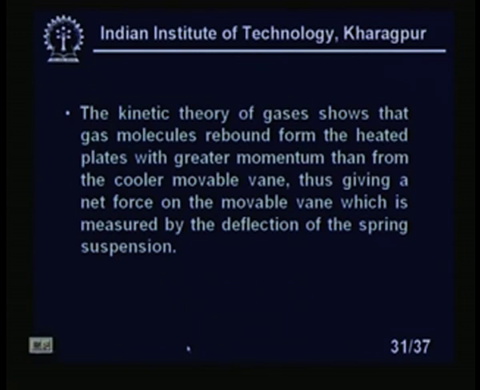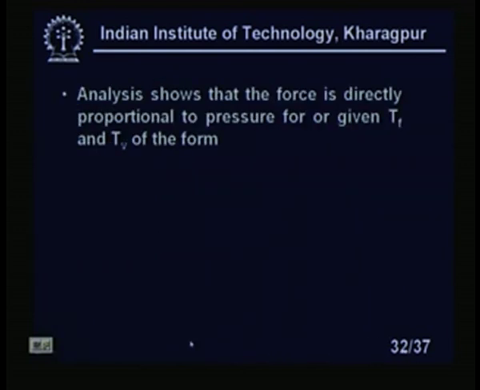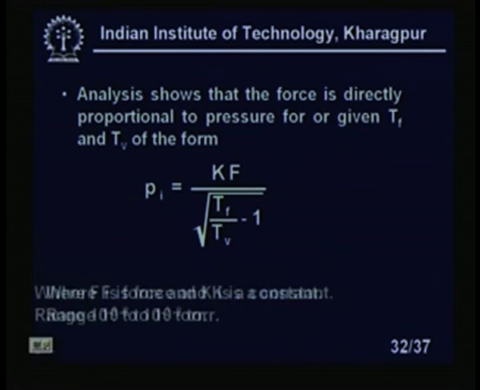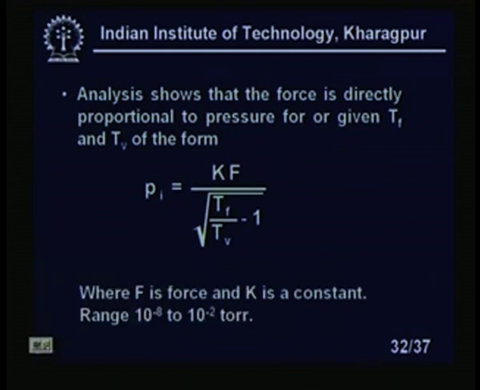Now, kinetic theory says gas molecules rebound from the heated plates with greater momentum than from the cooler movable vane, thus giving a net force on the movable vane, which is measured by the deflection of the spring suspension. Analysis shows that the force is directly proportional to the pressure for a given Tf and Tv, of the form P = KF / sqrt(Tf/Tv - 1), where F is the force and K is a constant. The range of the Knudsen gauge is 10^-8 to 10^-2 torr. This is a typical range.